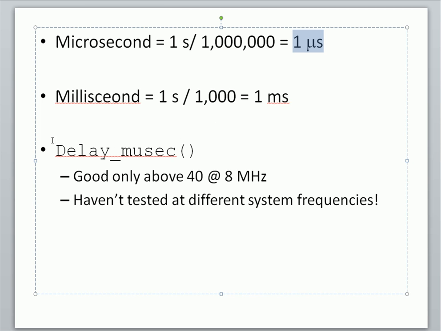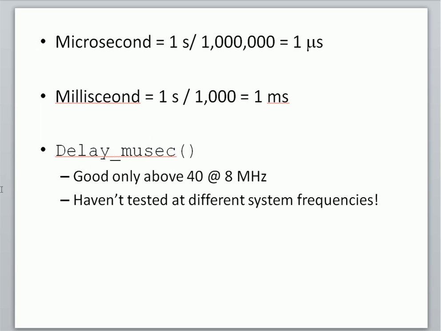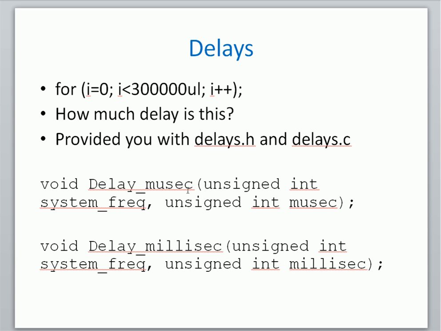I have to warn you about delay microseconds. If you want a delay of less than 40 microseconds, this function can't give it to you. So you need a number over 40. And I haven't tested it at different system frequencies, so I'm assuming it'll work reasonably well at different frequencies, but you'd have to test that yourself. These functions are quite useful for us when we want to make any blinking happen at particular amounts of time.